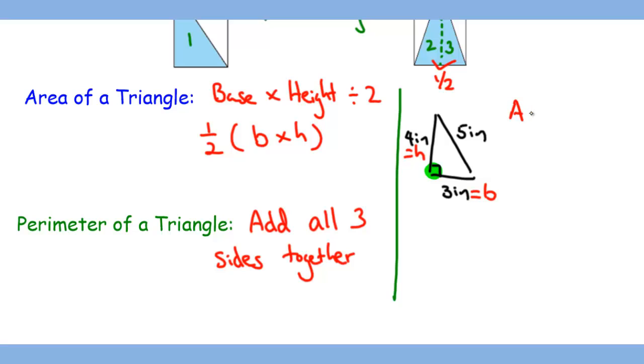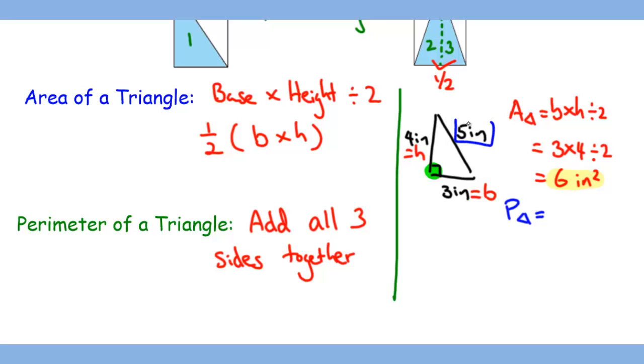And the area of a triangle is base times height divided by 2. So all we need is take the 3 times the 4 and divided by 2, we get 6 square inches as the answer. And for perimeter, all we need is add the 3 sides together, which are the 5, the 4, and the 3 right here. So 4 plus 3 plus 5 will give us 12 inches as our final answer.